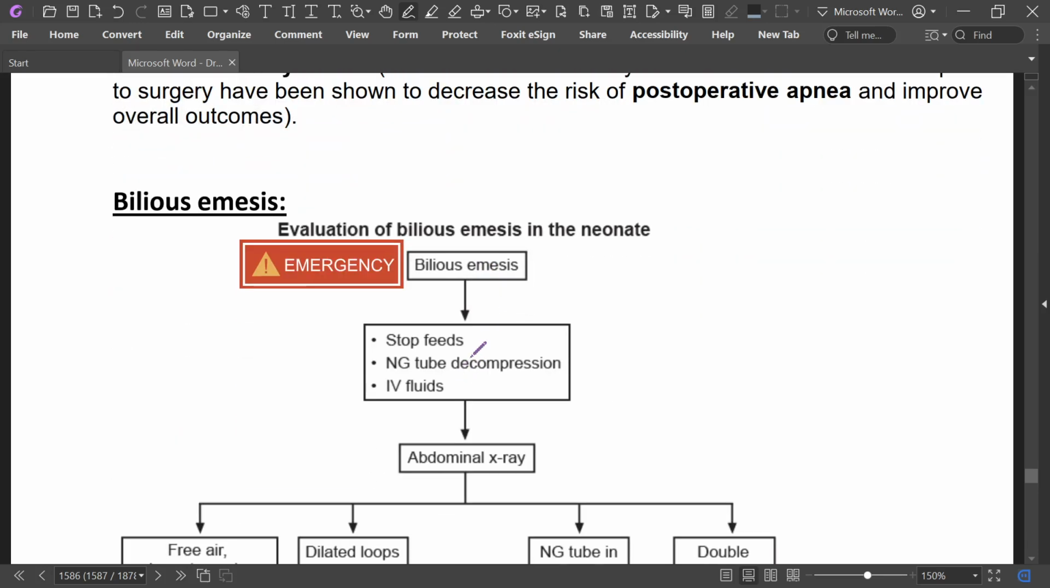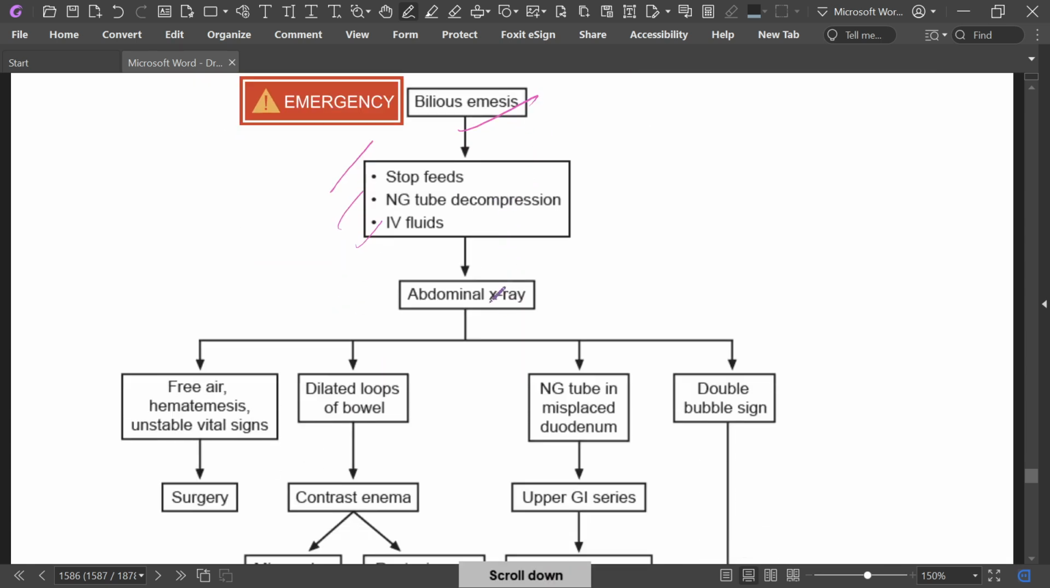If there is biliary emesis, how will you manage? Stop feeding, NG decompression, and IV fluid. And then you should do an abdominal X-ray. Stop feeding, NG tube, IV fluid. This is the common scenario in the ward.